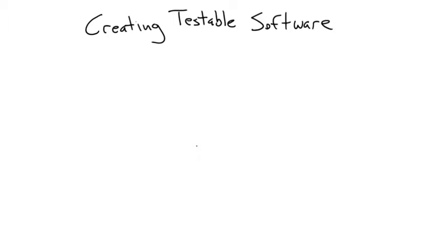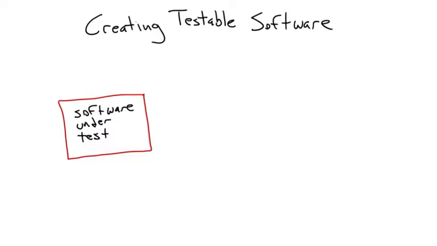Now we're going to talk about something that's pretty important in practice, and that's creating software that can be tested effectively. We're going to start off with things that are maybe a little bit fuzzy and unquantifiable, and we'll get towards more specific recommendations a little bit later. So I'm going to start off with some generic recommendations.